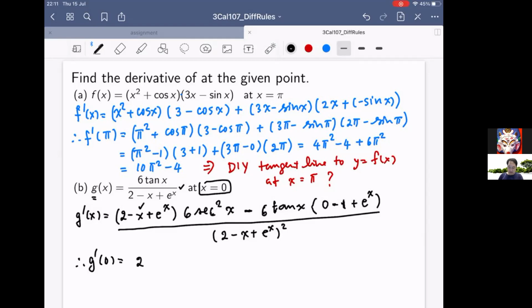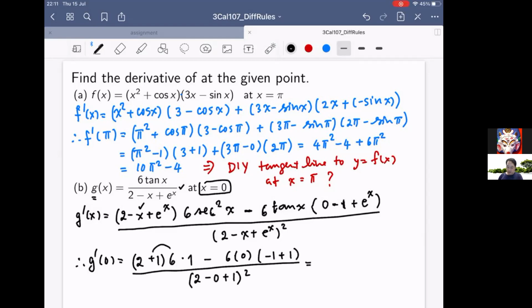And then e to the 0 happened to be 1, okay? And 6, and secant of 0 happened to be 1. Remember, secant squared of 0. However, the tangent of 0 happened to be what? It happened to be 0 because sine 0 is 0. So this one has -1 plus 1, and it does 0 again, over 2 minus 0 and 1 squared. Okay, so this one becomes what? 18 over 9, which becomes 2.